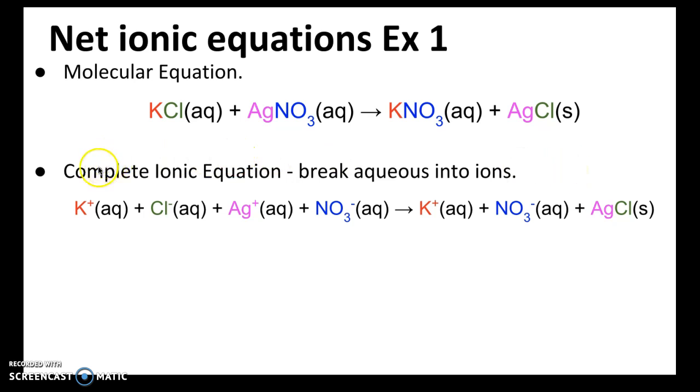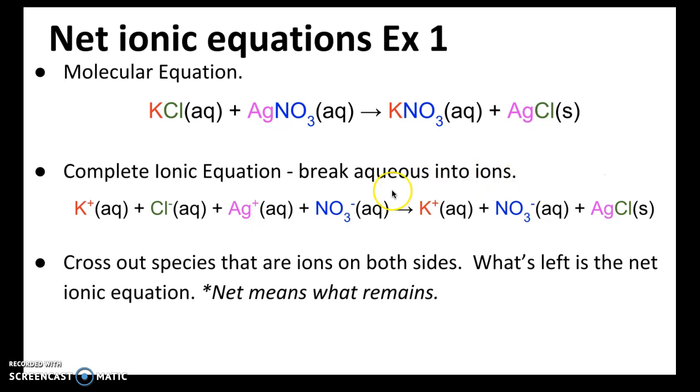All right, so this is called a complete ionic equation because everything that you can write into ions is written into ions. The next thing we're going to do is actually the fun part, and that is crossing out species that are ions on both sides. If you had me as an Algebra 2 teacher, you know I'm really big into crossing things out. I like to think of it as whipping out a samurai sword and just taking them out. So we're going to cross out things that are ions on both sides. I'll show you an example of that. And what's left is the net ionic equation. So let's take a look.